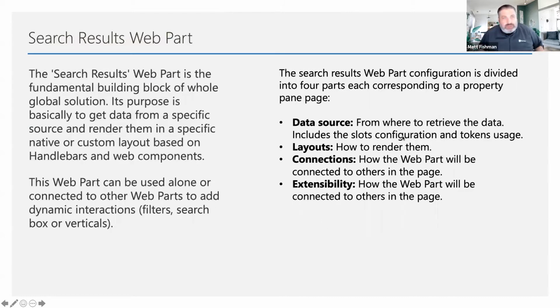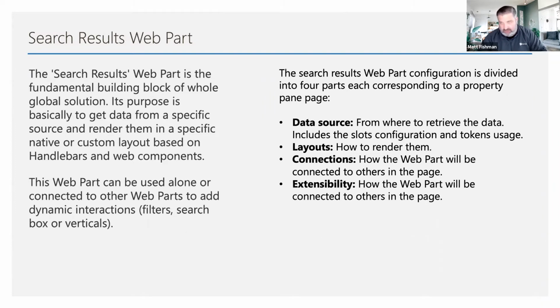Okay, so the search results web part is basically the main web part. That's where everything is based. It can be used alone or it can be connected to other web parts, so you can have more rich experiences. I mentioned earlier, you can connect it to filters or verticals or a search box. So there's 4 main components, and I'm going to cover 3 of those today.